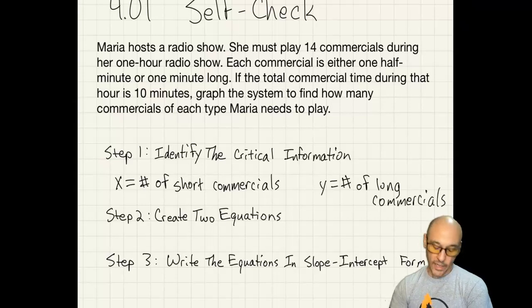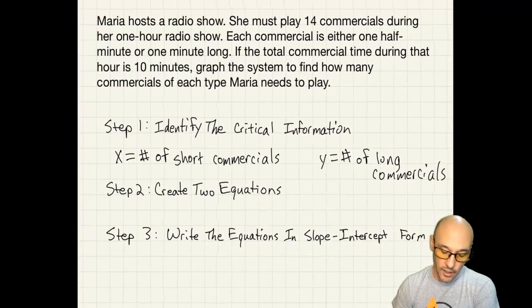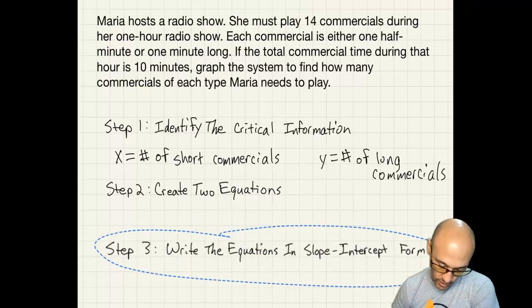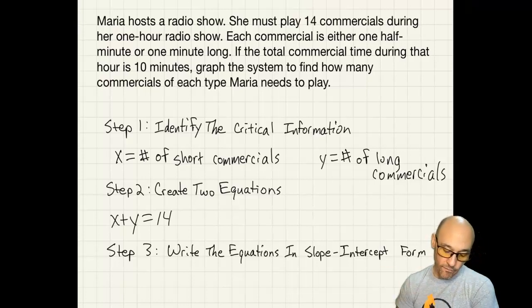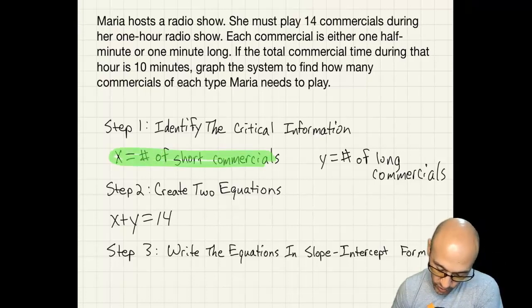Okay, so we need two equations here. So one of those equations is going to use the fact that we have 14 commercials total. So we know then that X plus Y equals 14 because there are 14 total commercials. I'm also going to highlight here, X is the number of short commercials.